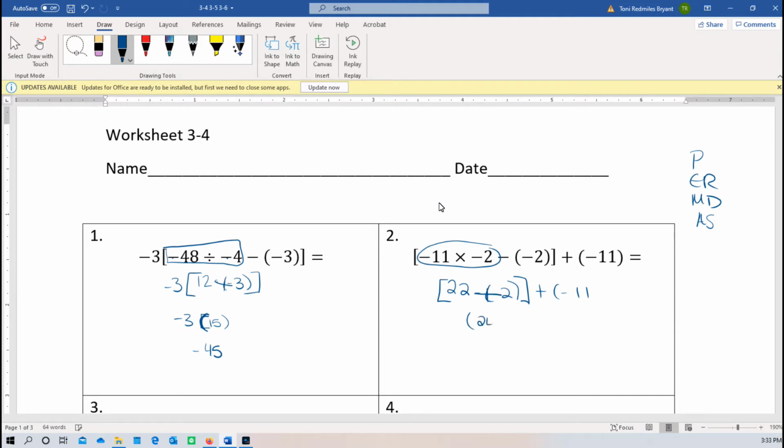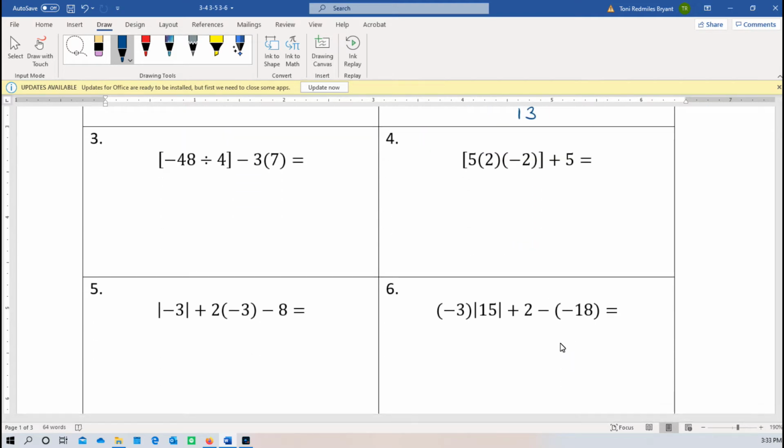I'm going to just bring it back to parentheses, but as I can see, I don't really need it because all I have is addition going on there. It's just 24 plus a negative 11, or 24 minus an 11. It's just simple subtraction, and I get 13.